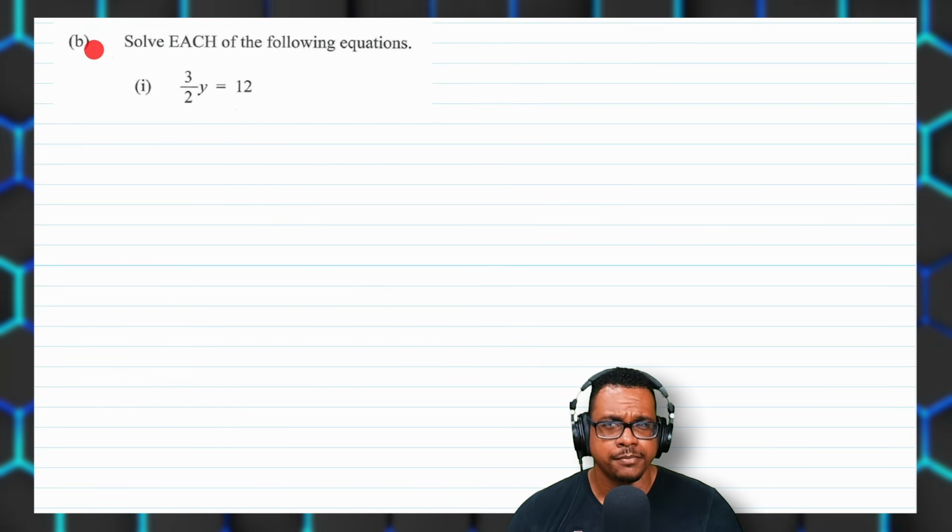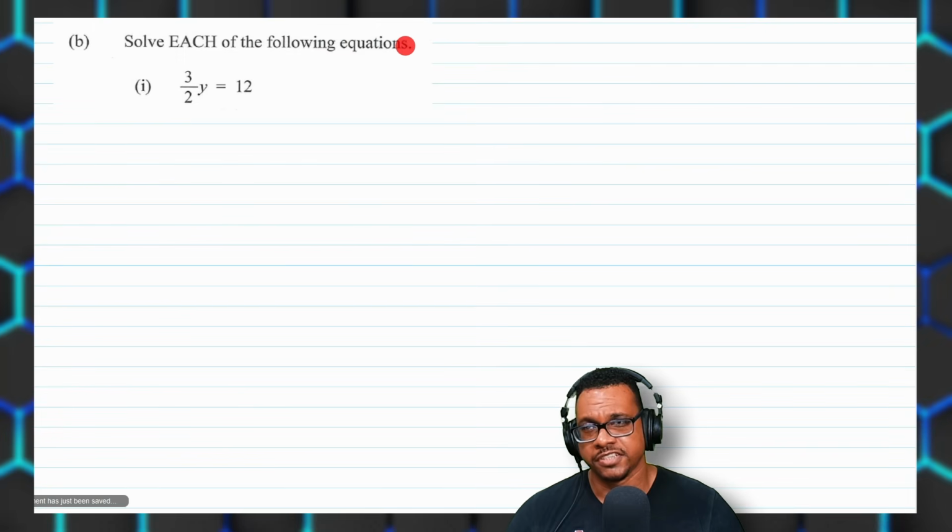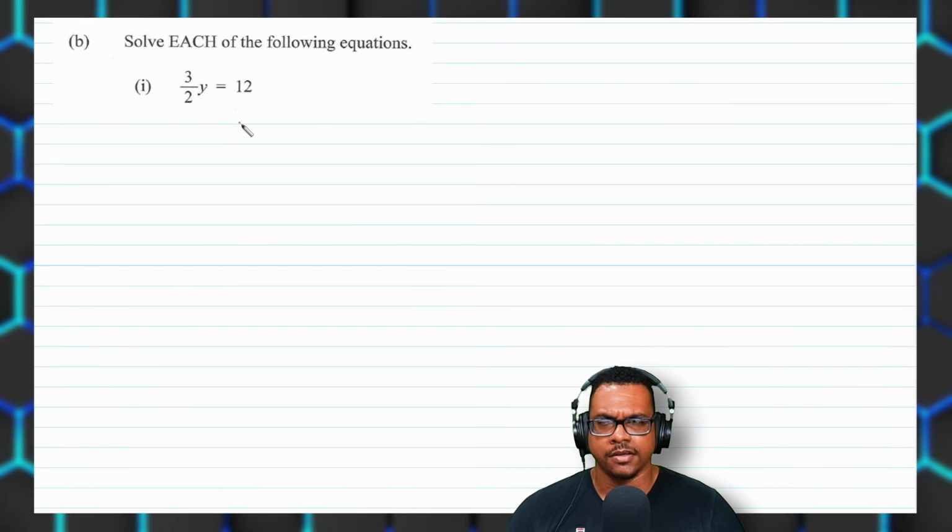So now we have part B, where we solve each of the following equations. So we have an equation here: 3 over 2y is equal to 12. Now I can do this in several ways. We could cross multiply. We could divide both sides by 3 over 2. However I want to do it.